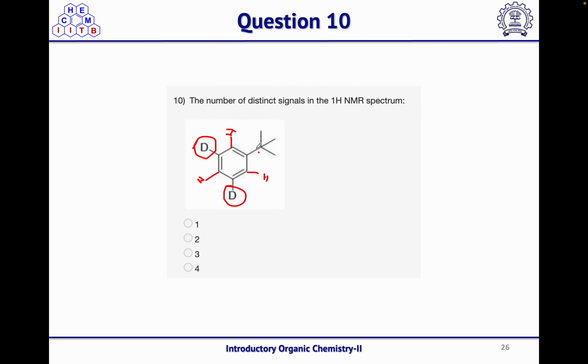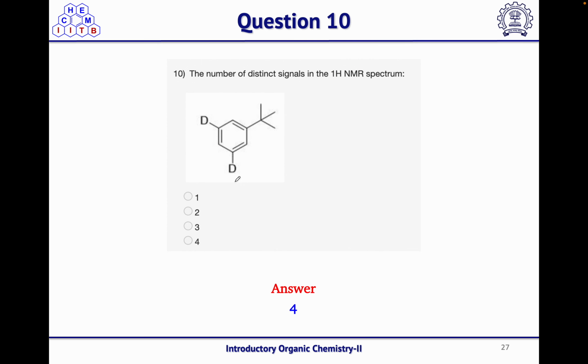And this is a tertiary butyl group. Here all the protons will be resonating at the same chemical shift. So 9 protons will be coming in the same chemical shift. So what is the number of distinct signals in the proton NMR spectrum? Here these two will be identical. Then from tertiary butyl 9 protons, these two protons, and the one proton, so 1, 2 and 3. The correct answer is 3. Is this clear for everyone? The correct answer is 3.